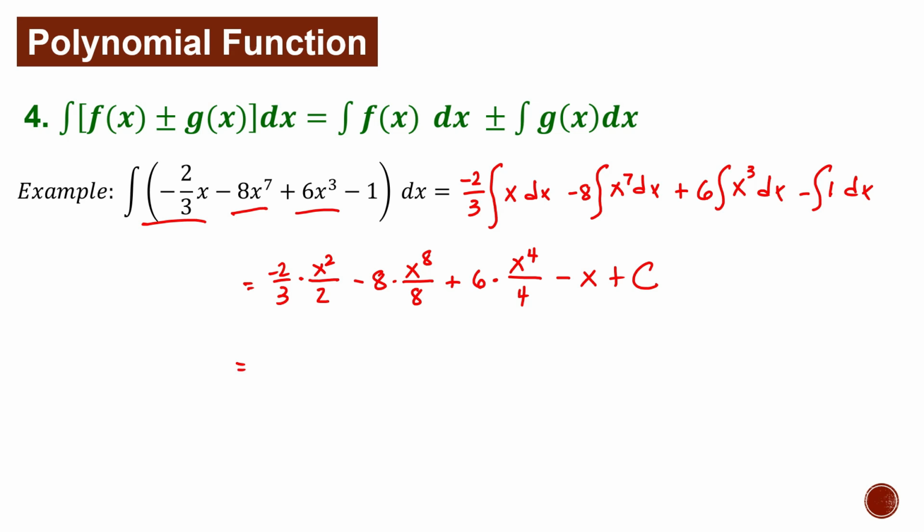All right, let's simplify our answer here. I think we can cancel that 2. So our first term is x squared over 3. And I believe we can cancel out the 8 as well. So minus x raised to 8, plus, we can simplify 6 over 4. Both are divisible by 2. So that's 3 over 2. So that's 3x raised to 4 over 2 minus x plus c.